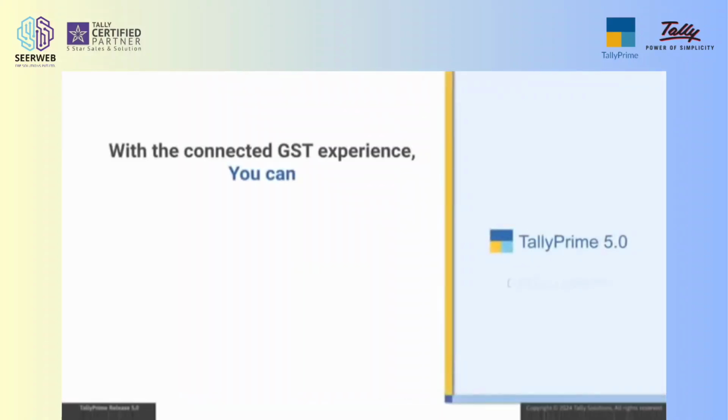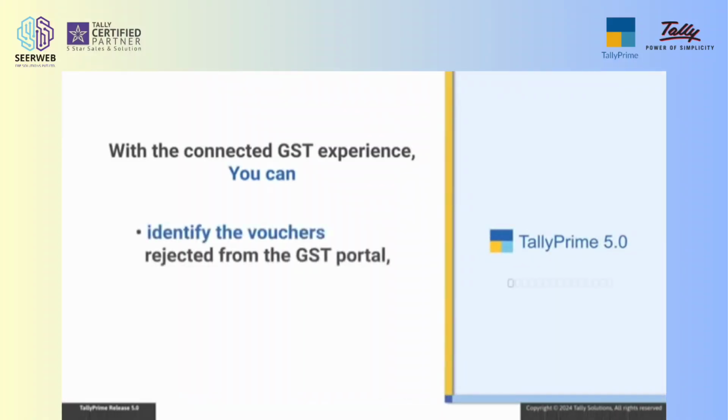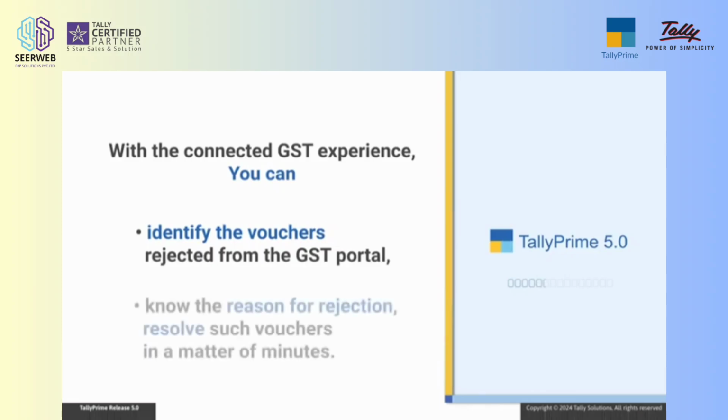When you upload the vouchers on the GST portal, they might get rejected for incomplete or incorrect information. Previously, it took a lot of time for you to identify the rejected vouchers and generate the rejection report. In addition to that, you had to identify the vouchers in Tally Prime and refer to the rejection report to resolve them. With the connected GST experience, Tally Prime Release 5.0 makes resolution of the rejected vouchers a cakewalk.